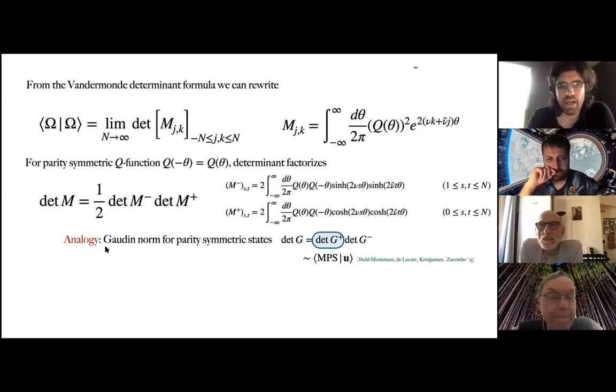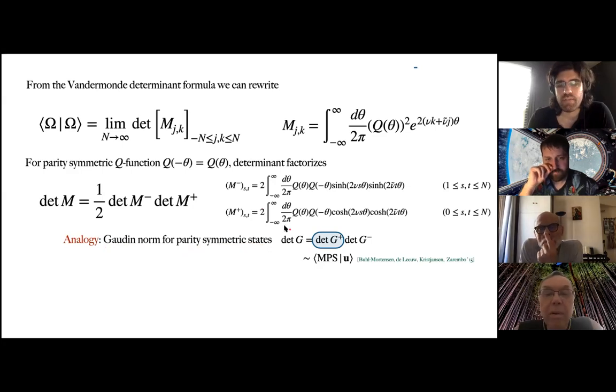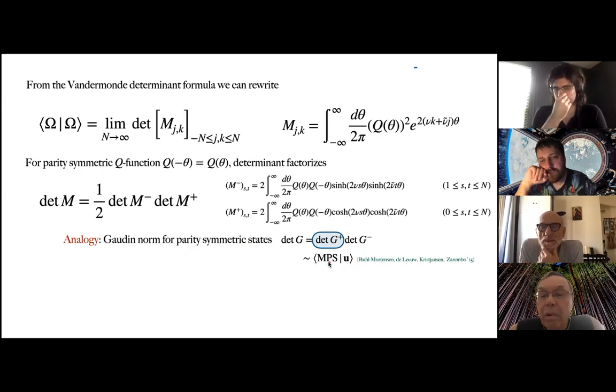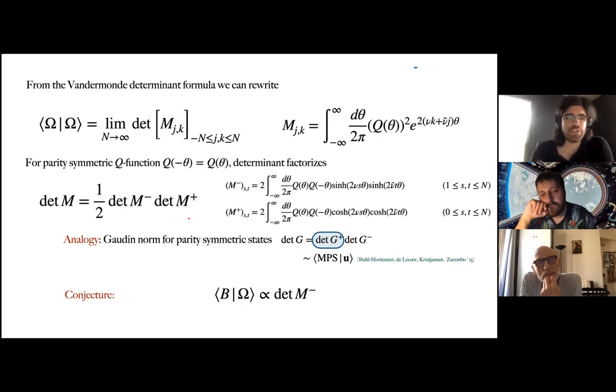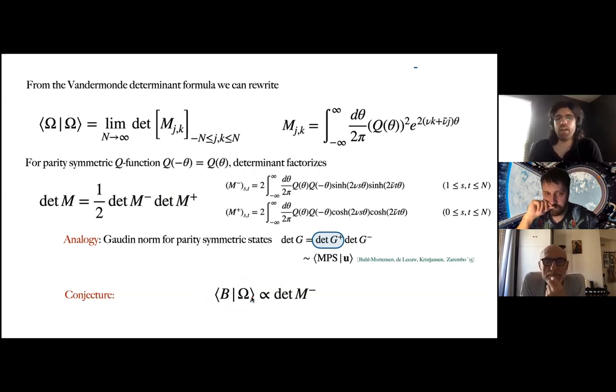There is an analogy with the Gaudin norm for parity symmetric states. When you compute the Gaudin norm for states which have this sort of property, one can show that the determinant factorizes into pieces, a determinant of G plus and a determinant of G minus, where one of these determinants is related to the overlap between a bulk state and a boundary state, the MPS, matrix product state. This has been shown in this paper. Just drawing the same type of analogy, we conjecture that maybe one of these pieces of this determinant is related to the overlap between a boundary state and a ground state. That's purely based on this analogy. There's no more reason for that.